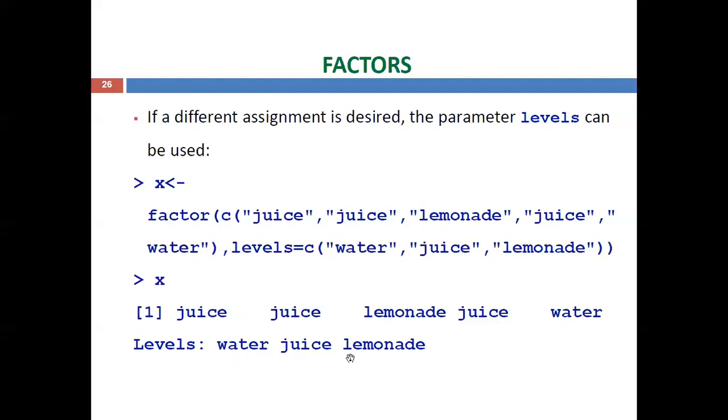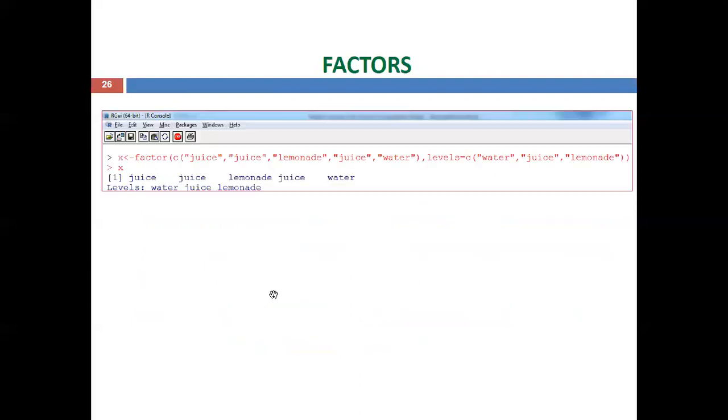But previously we didn't use the levels command. Then by default it displays in alphabetical order. But here it is not alphabetical order. We already mentioned c of water is the first level, juice is the second level, lemonade is the third level. Same levels are displayed. Now see, this is the output.